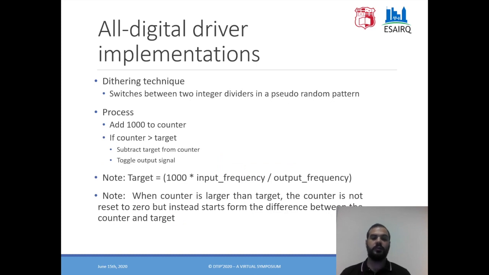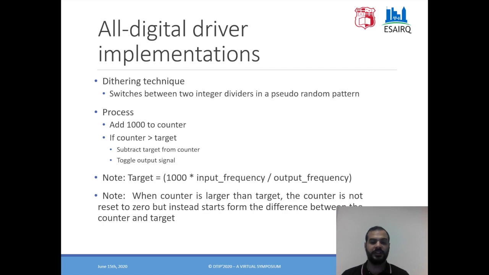Finally, the third technique that we will be testing consists of the dithering technique. This technique again switches between two integer divisions in a pseudo-random pattern. This is achieved using the following procedure. First of all, you set up a target which is equal to 1000 multiplied by the input frequency and divided by the output frequency. Then you use a counter, but instead of counting in steps of 1, you count in steps of 1000. If the counter is greater than the target, then the target is subtracted from the counter and the output is toggled.